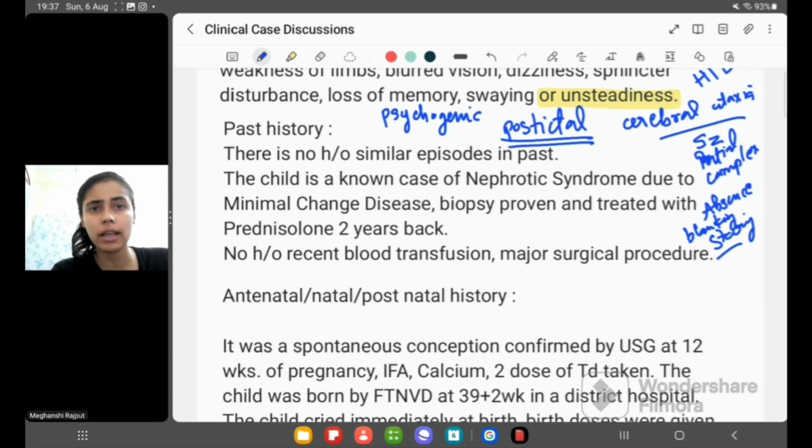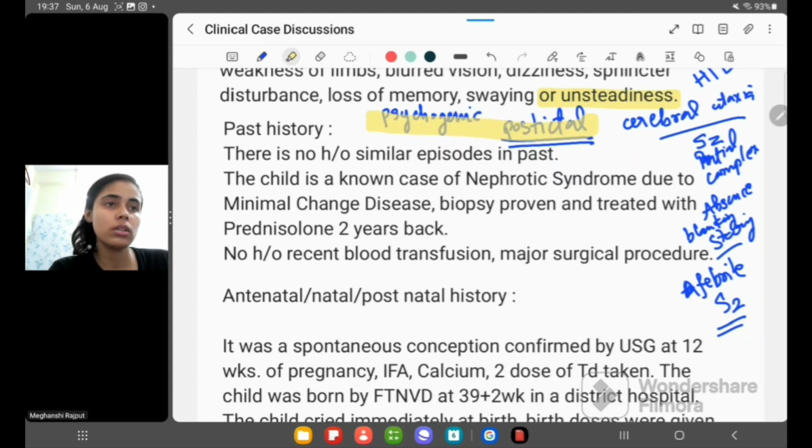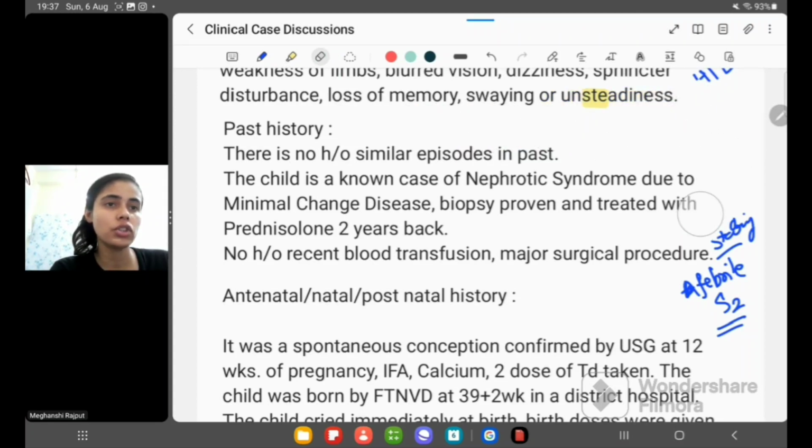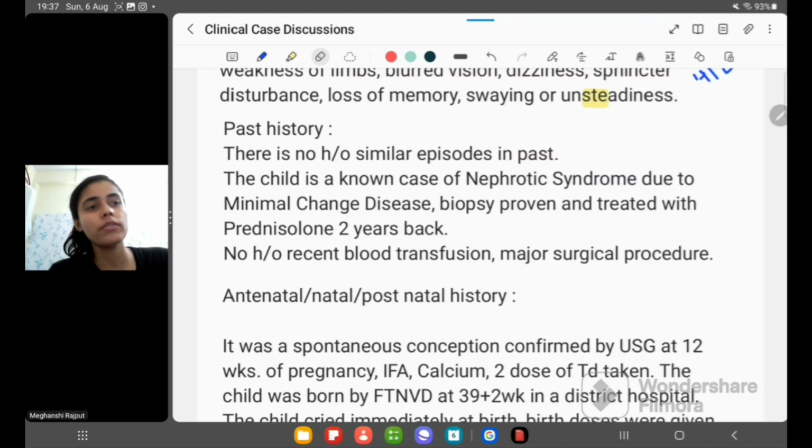And other than that, there may be a history of fever, but the fever would be preceding, just somewhere before the episode. If there is a high grade fever the child is experiencing and then the child develops this episode, it would be a febrile seizure. So there are a lot of seizures, as we talked about. Then past history is important: here we see that there is no episode of any similar episodes in the child, and the child is a known case of nephrotic syndrome.